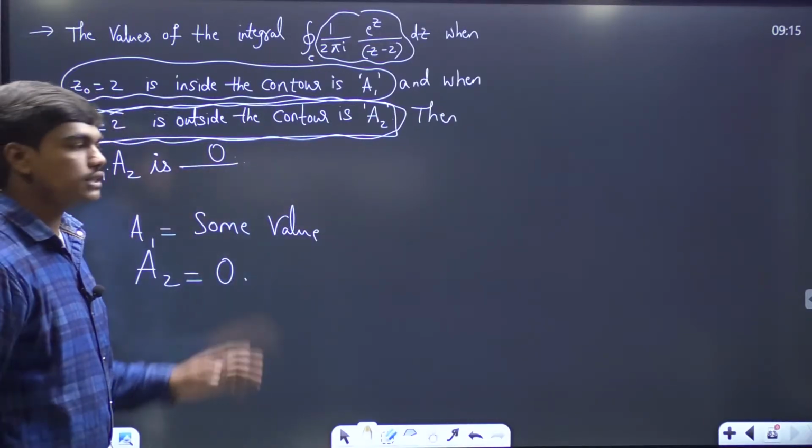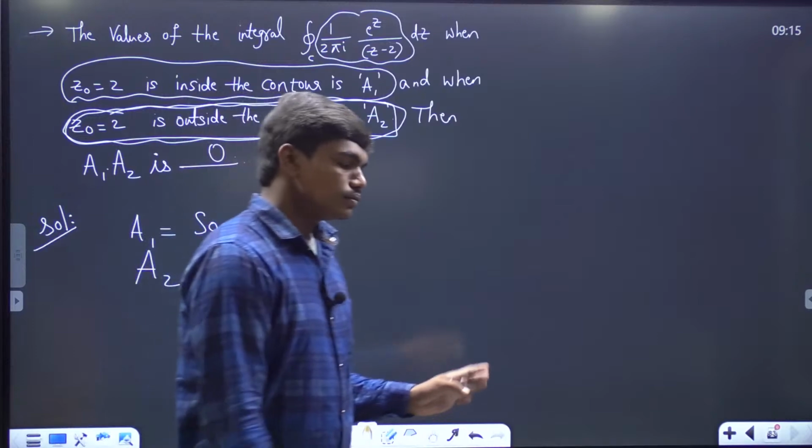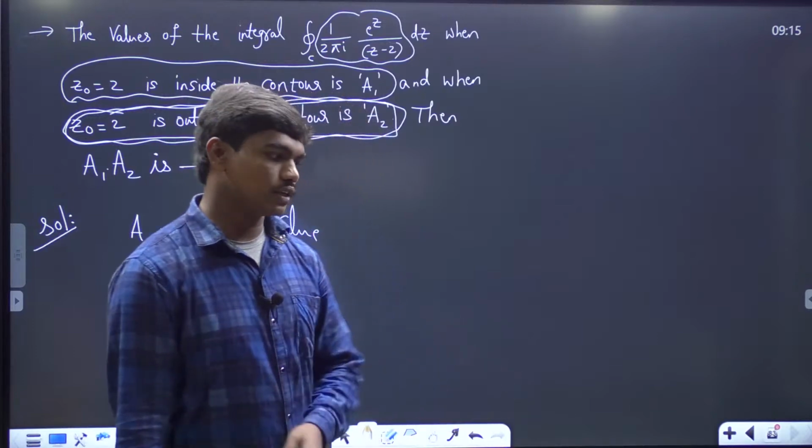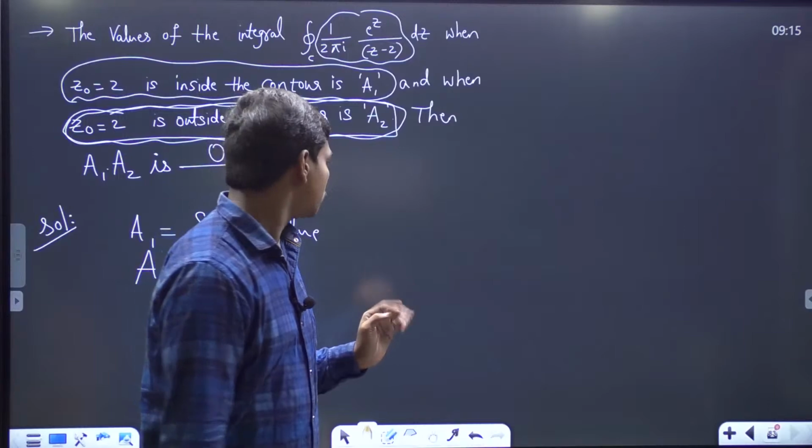If you don't know this part, then you will spend your time calculating A1. Okay. So did you all understand this question? Why the answer is 0? Because the A2 value is 0. Did you all understand why I am writing this as 0?